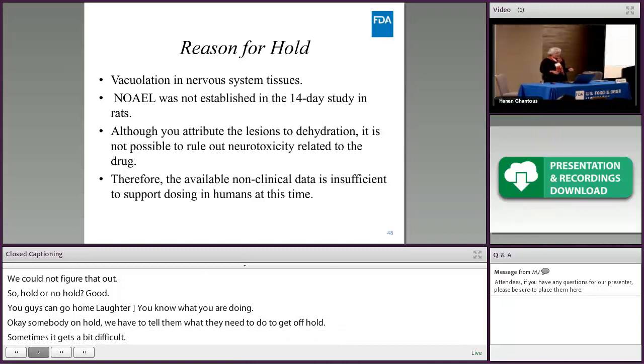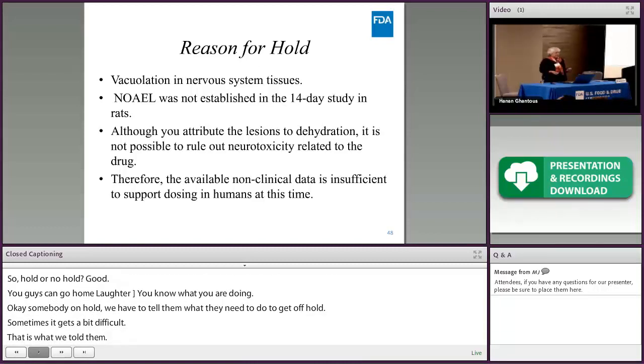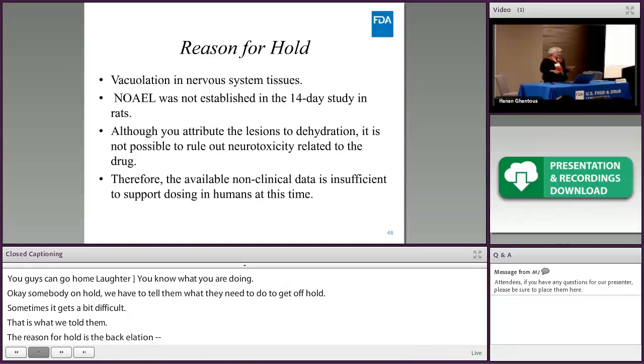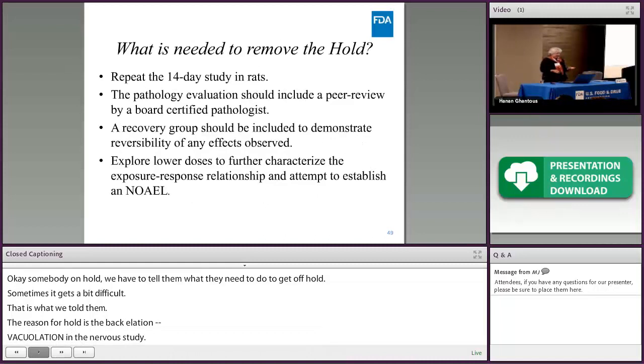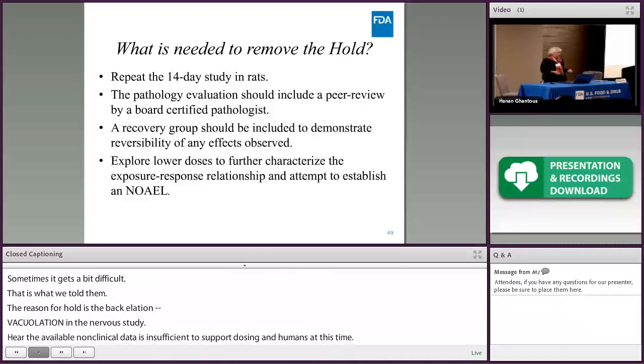So, and that's what we told them. The reason for hold is the vacuolation in the nervous system, and there was no NOEL, and that study was only a 14-day study. And we said, even though you say it's dehydration, it could be neurotoxicity. We don't know that. And here, the available non-clinical data is insufficient to support dosing in human at this time. So that was our conclusion.